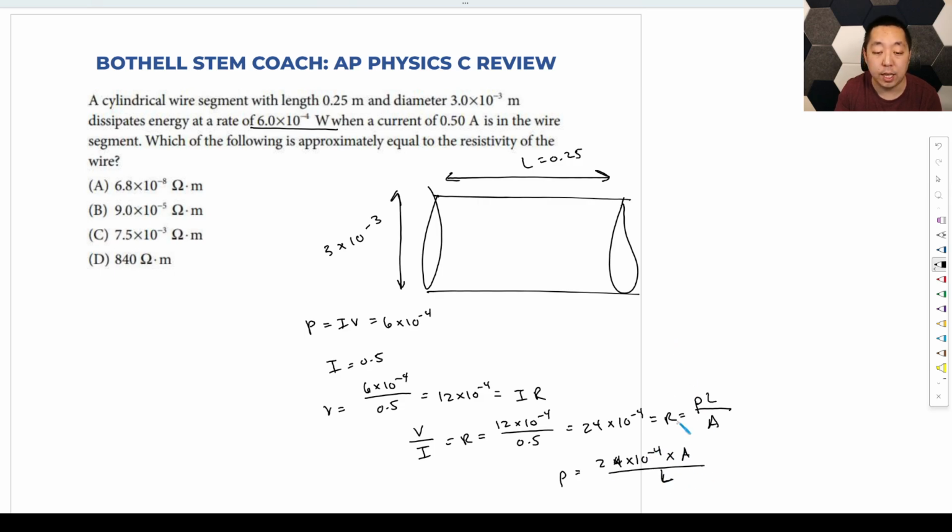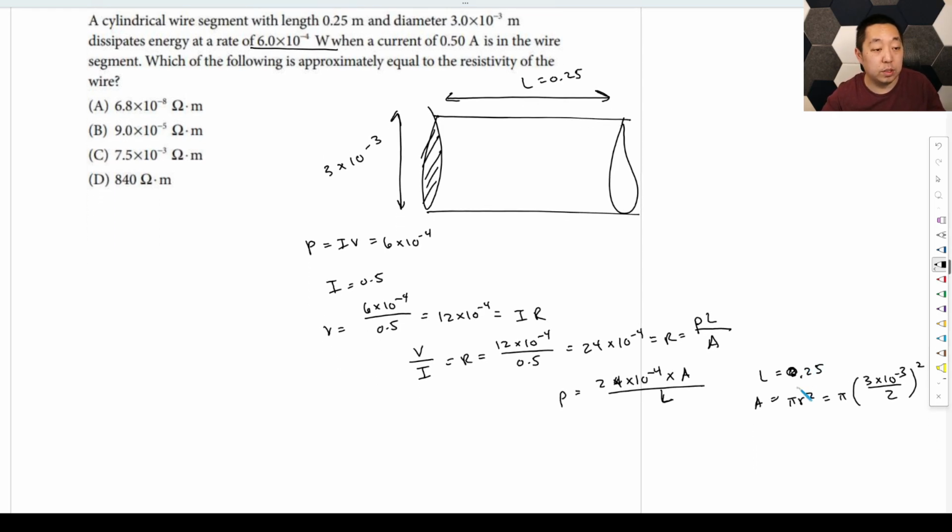Now, what is the length? The length is 0.25. The area is the cross-sectional area through here, so that is equal to the area of a circle, pi r squared. Remember, the r is half of this because that's the diameter. So you just put those numbers in together and then you can solve it. So 24e negative 4 times 0.25 divided by pi times 3e negative 3 divided by 2, and then square that. I get the resistivity is 84.8.